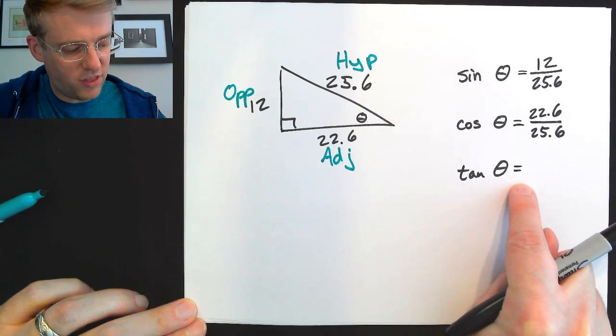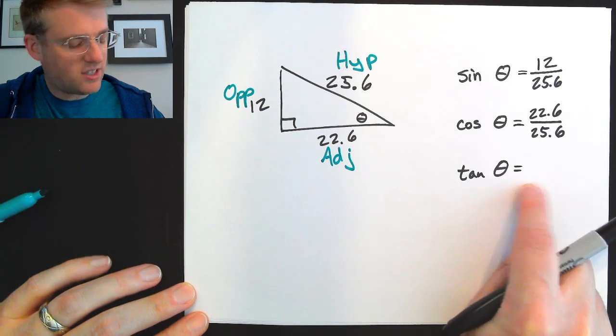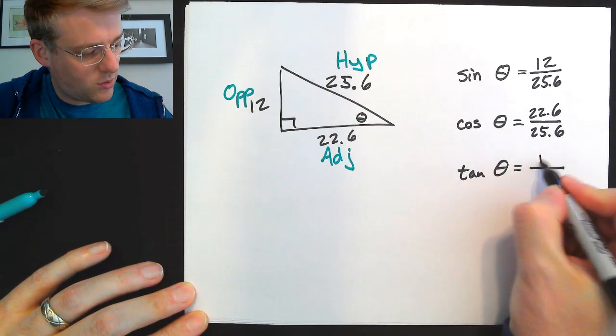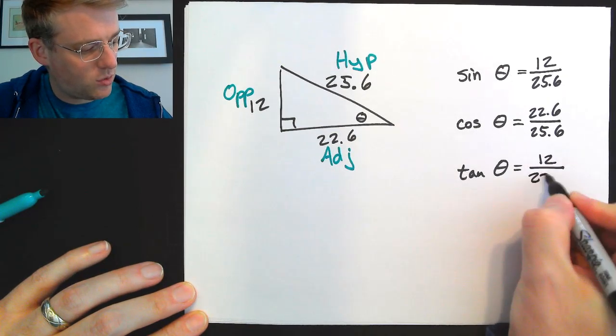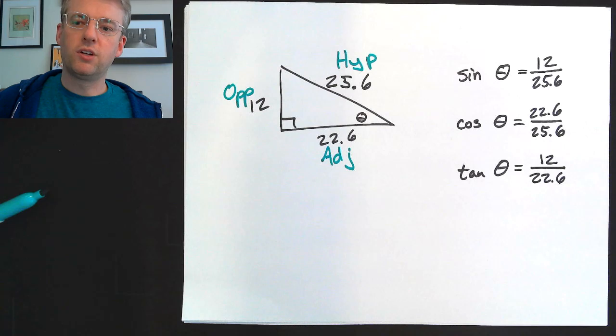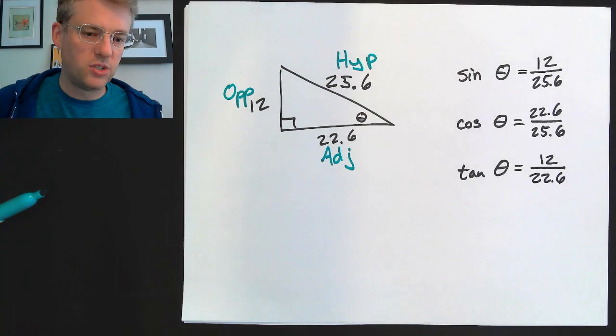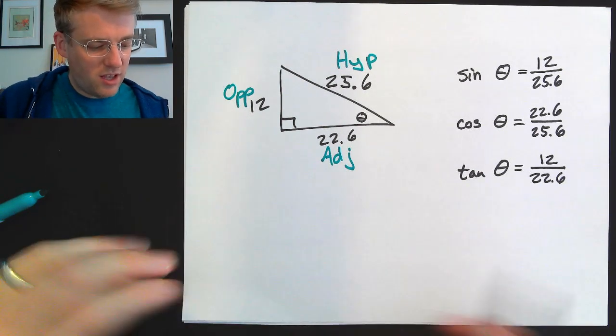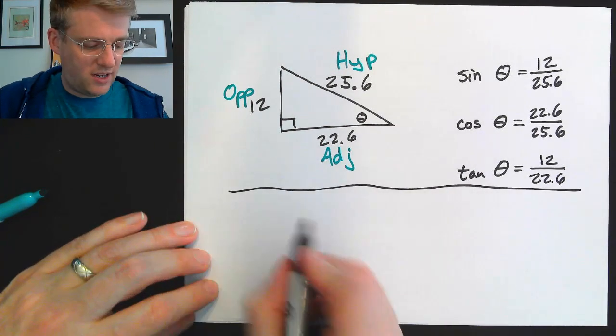So the tangent of theta is the opposite side over the adjacent side. In this case, the opposite is 12 and the adjacent is 22.6. This should feel pretty easy if you were good with the definitions of sine, cosine, and tangent from the benchmark 3 video. Now, what if we needed to use a different angle?